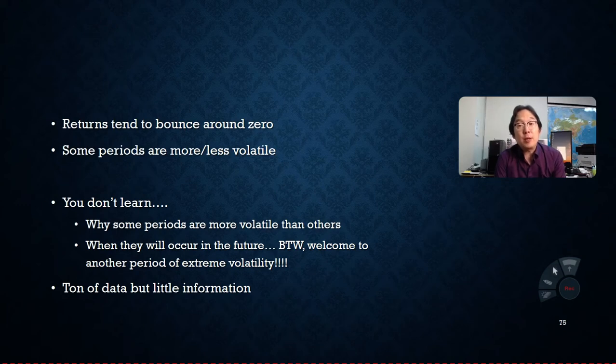It's a beautiful picture, but it's not as informative as it looks. By the way, welcome to another period of extreme volatility. Yesterday, the Nasdaq fell by 5 percentage points. Thank goodness. Tesla is 20% down. Pull out your money, man. Ton of data but little information.